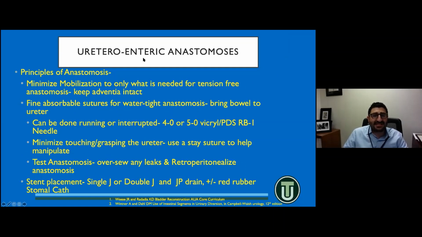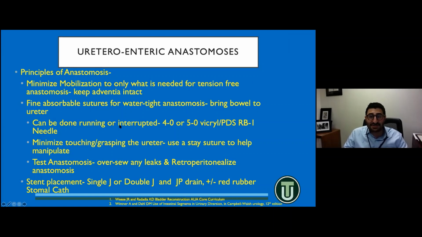So in terms of the anastomosis for your ureteroenteric anastomoses, you want to minimize the mobilization of the ureter and use only what's needed for a tension-free anastomosis. Keep the adventitia intact. You want to use fine absorbable sutures in a watertight anastomosis, and you want to bring the bowel to the ureter rather than stretching the ureter to the bowel.